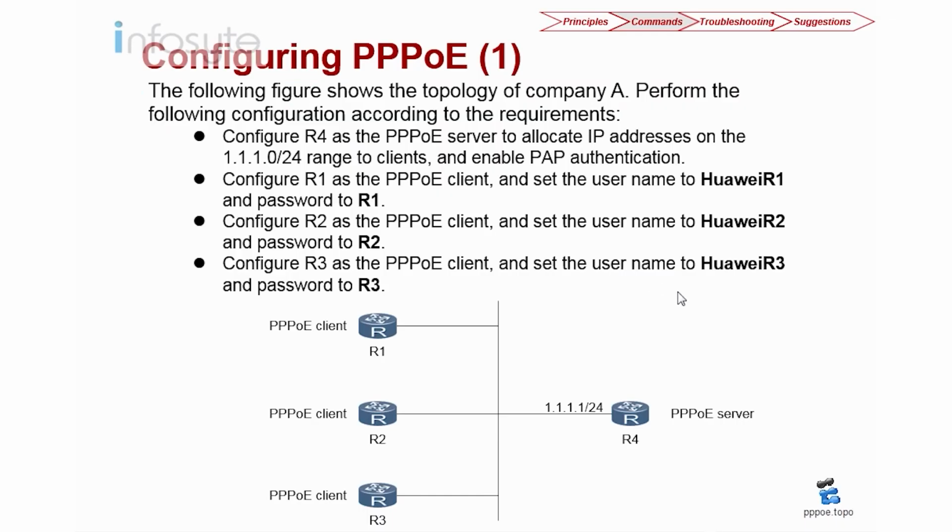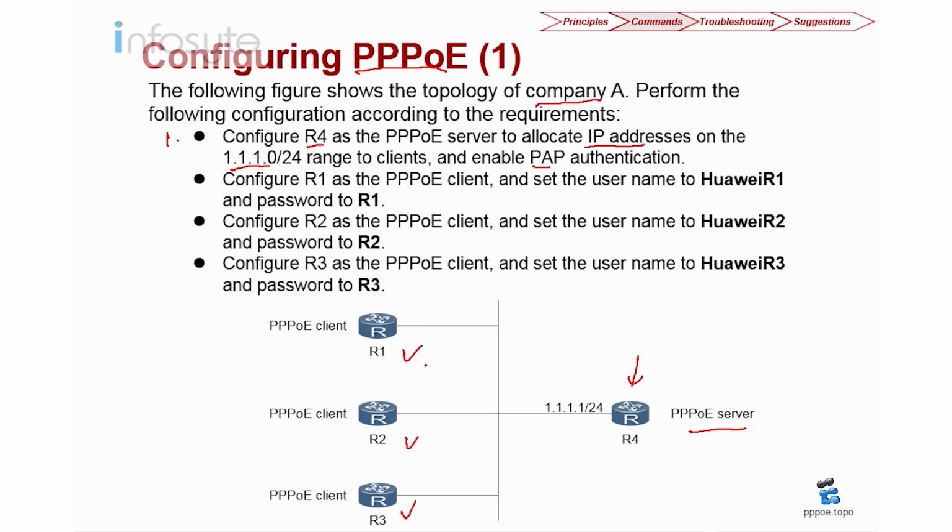Okay. Alright, so it's time for us to look into configuration of PPPoE. Alright, so it's a very interesting lab here. So again, this is company A having this type of requirement. So the first requirement is to configure R4. So this guy will be our PPPoE server, and the PPPoE server needs to allocate IP addresses using the range of 111.1.0/24 to the client, and we do need PAP authentication. So the PAP authentication for R1, R2, and R3.